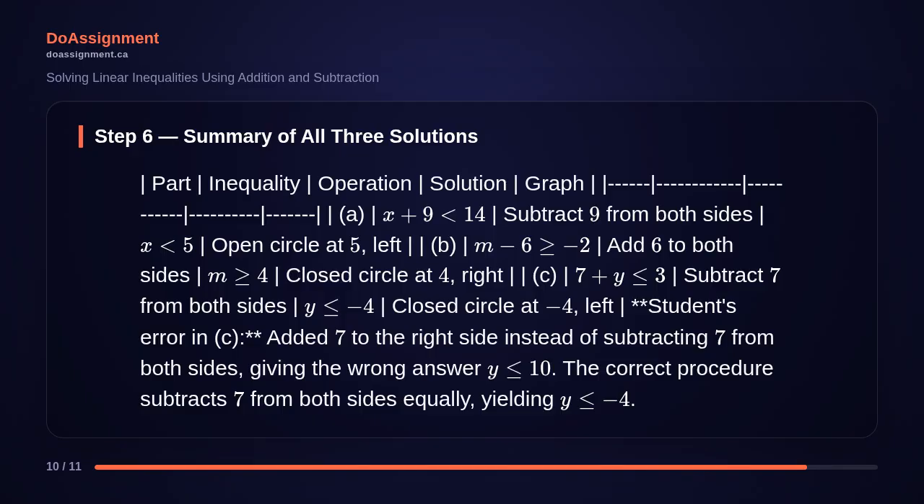Here's a quick summary. Part A, x plus 9 less than 14. Subtract 9 from both sides. Answer is x less than 5. Open circle, arrow left. Part B, m minus 6 greater than or equal to negative 2. Add 6 to both sides. Answer is m greater than or equal to 4. Closed circle, arrow right. Part C, 7 plus y less than or equal to 3. Subtract 7 from both sides. Correct answer is y less than or equal to negative 4. Closed circle, arrow left. The student's error was adding 7 instead of subtracting it, which gave the completely wrong answer of y less than or equal to 10.